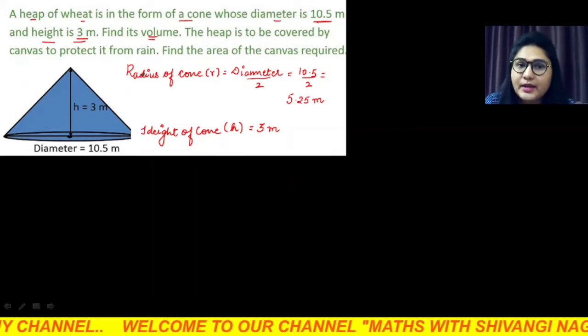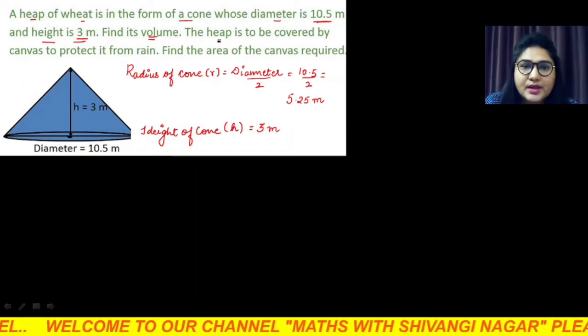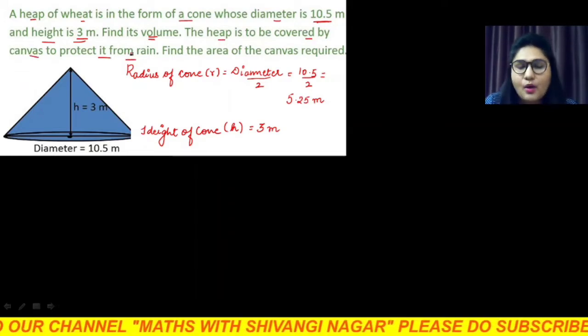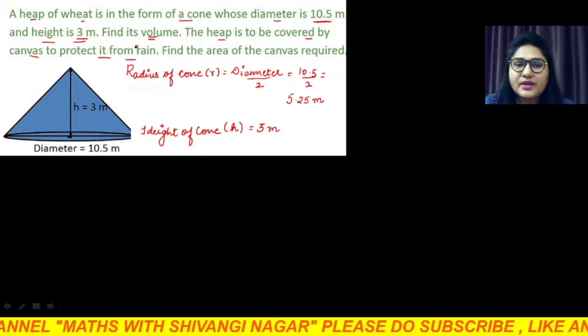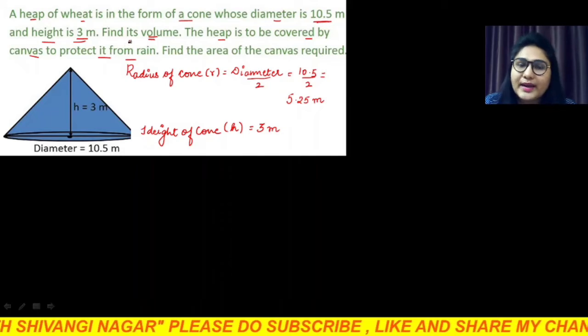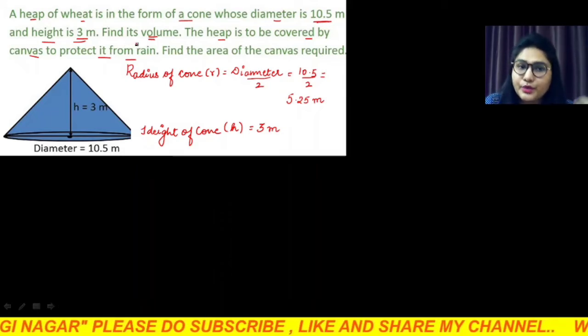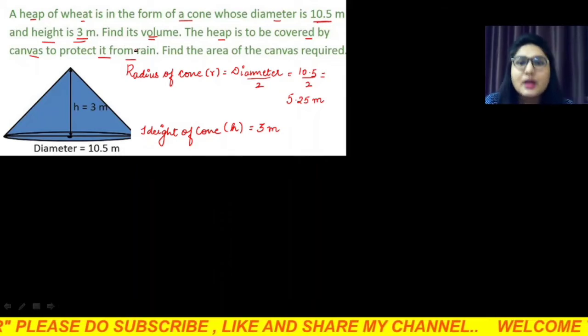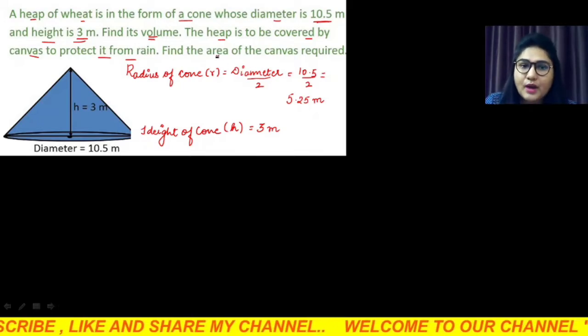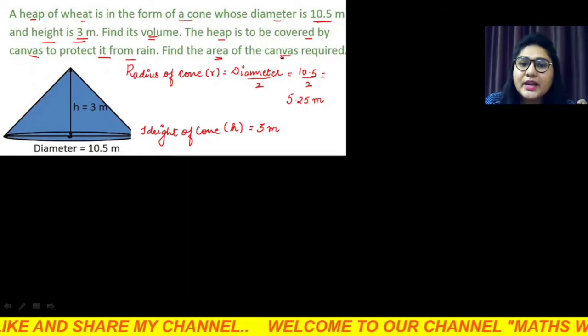Then after finding the volume, we are given that this heap is covered by a canvas to protect it from the rain. If there is no canvas, then there might be a possibility that from the rain this wheat gets destroyed. So to protect it from the rain, a canvas is required. So we have to find the area of the canvas required.